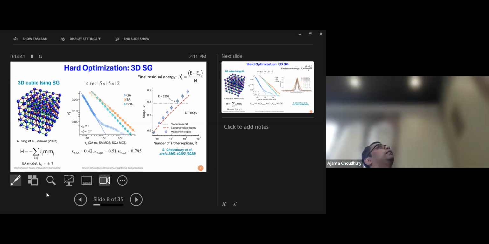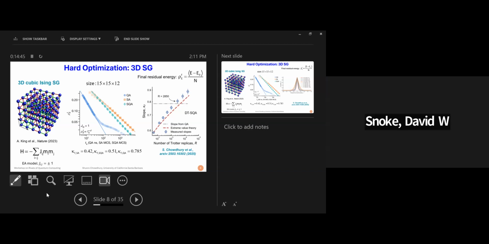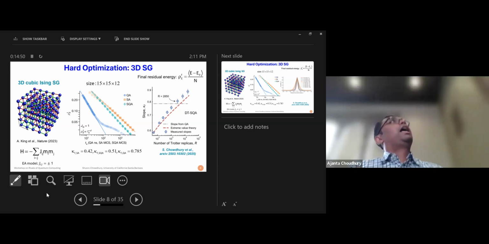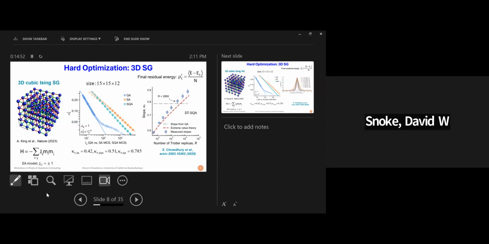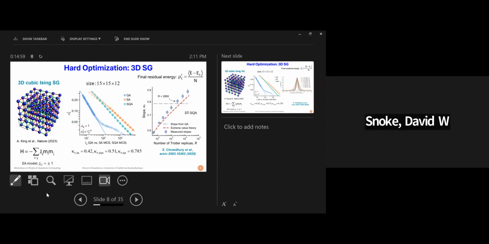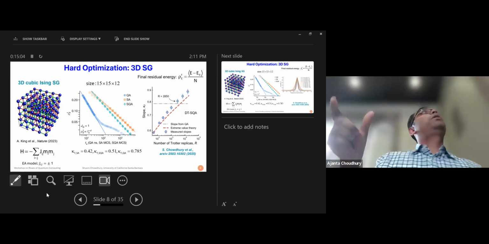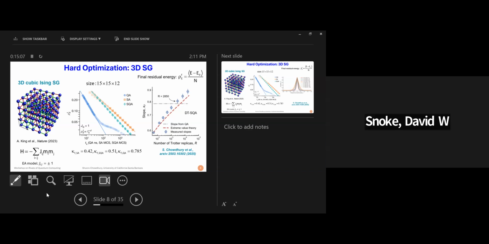Okay, so then one question was how to explain this increase: why the slope increases with the number of replicas. We found that we can describe this using extreme value theory, which is widely known in the field of probability theory.